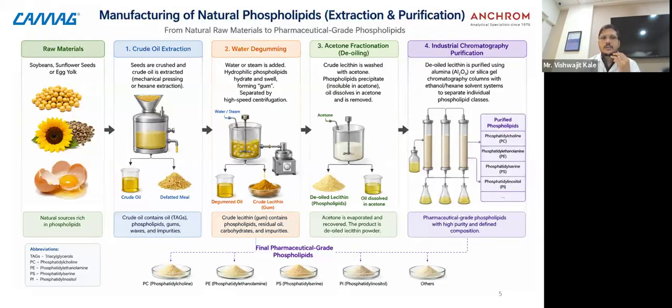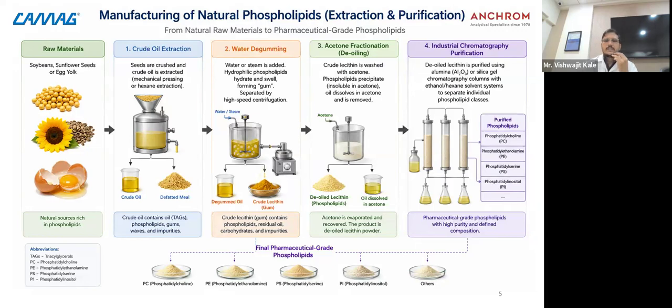So this is the process of manufacturing of natural phospholipids. Natural phospholipids are mainly manufactured from soya beans, sunflower seeds, or egg yolk. And then crude oil extraction. After crude oil extraction, the water degumming process is carried out, and after that, acetone fractionation is the main step. During acetone fractionation, de-oiled lecithins, that are phospholipids, are separated from oils, and the oil is dissolved in acetone.